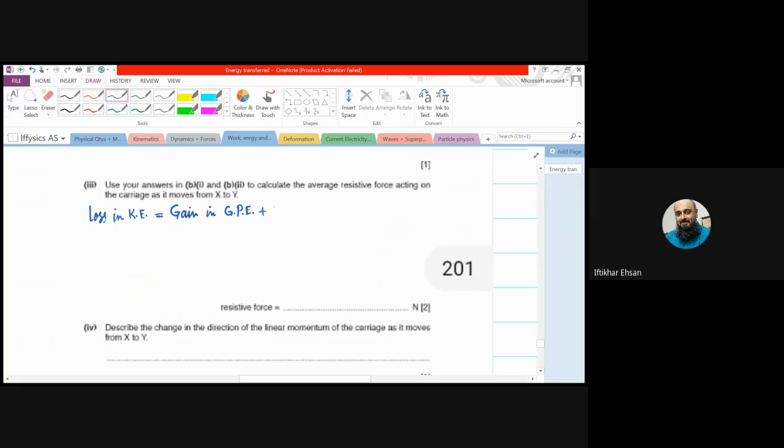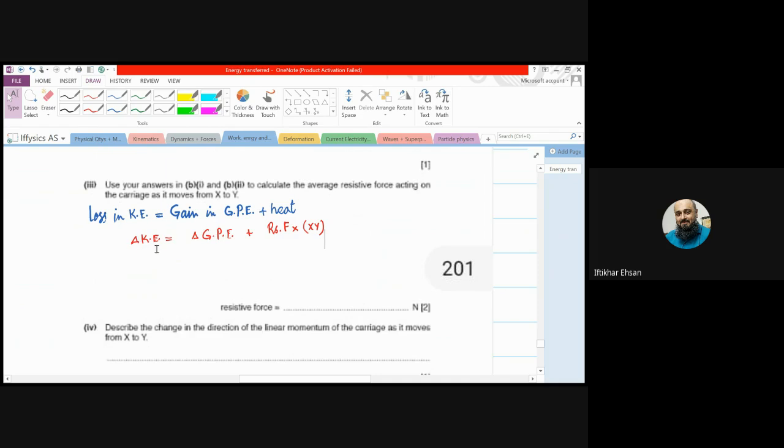Whenever there will be movement in real life, there is always a resistive force. What is the formula for the heat? Yes beta, loss in kinetic energy plus gain in gravitational potential. The formula for heat is resistive force multiplied by the distance covered along. And that distance covered along will be the length of the track x to y. We have calculated in the previous part.